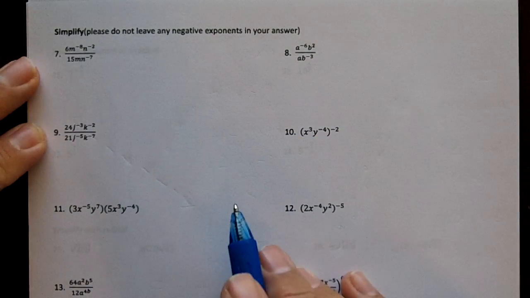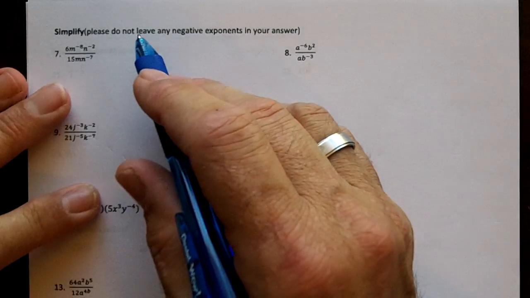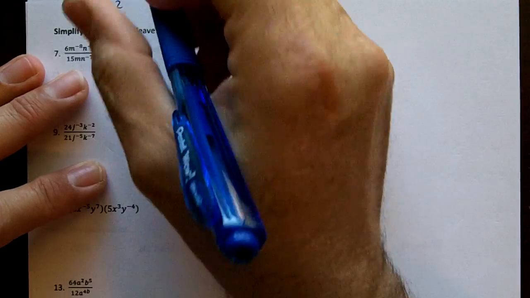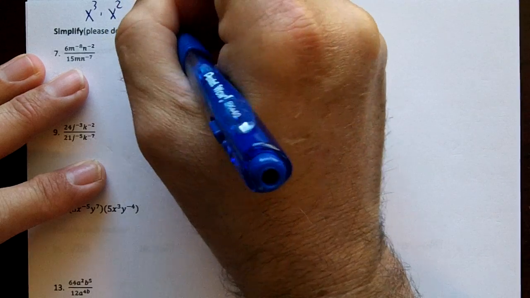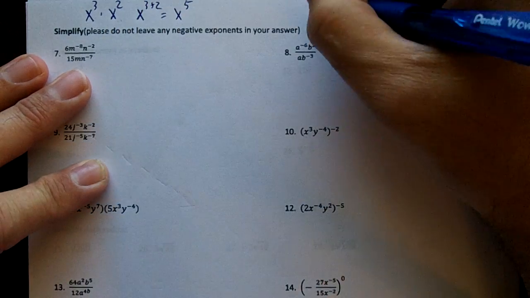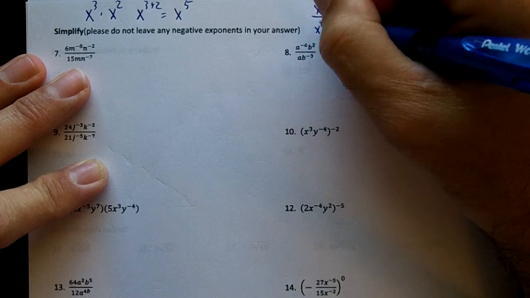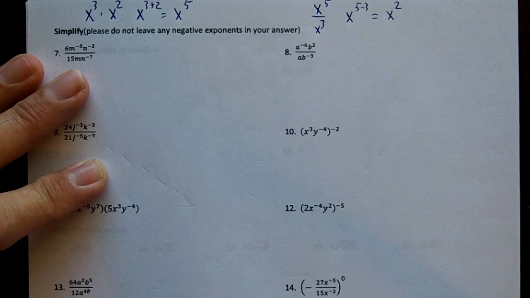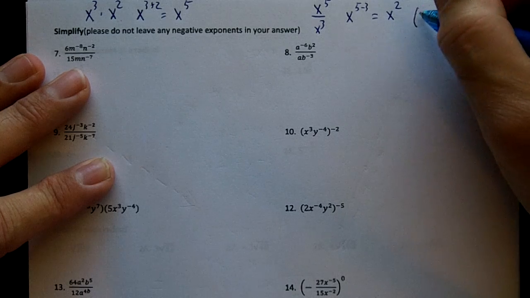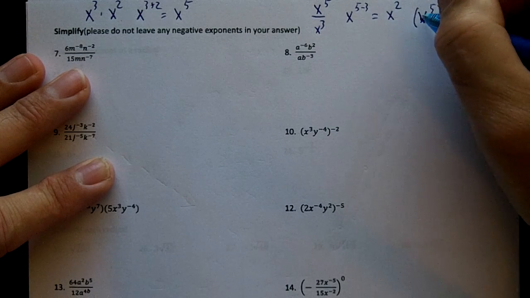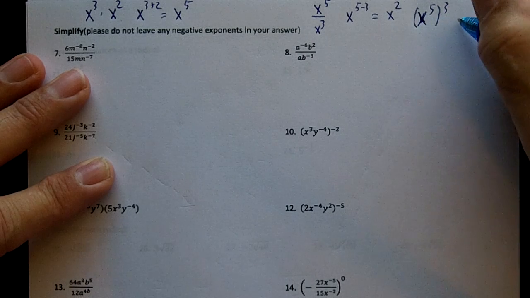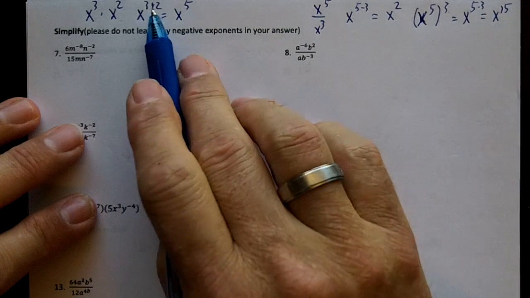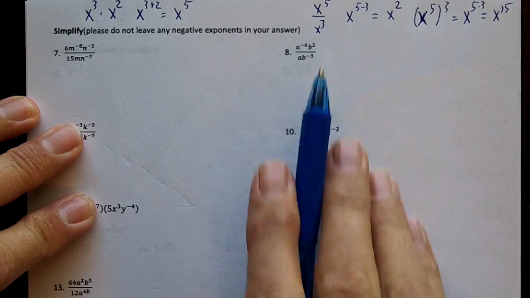Okay, now then we're going to simplify all these exponents. Before we start, I'm going to go over the rules again. If you multiply and your bases are the same, you're going to add your exponents. If you divide and your x's are the same, you're basically subtracting your exponents. And if you have a power to a power, you're going to multiply your exponents. Okay, so basically we're adding, subtracting, or multiplying our exponents.